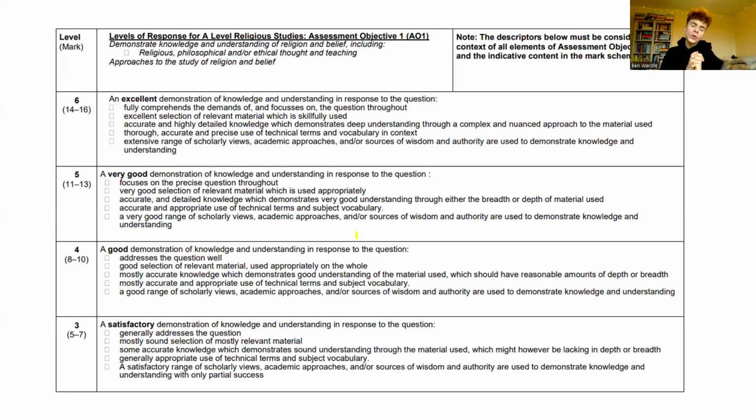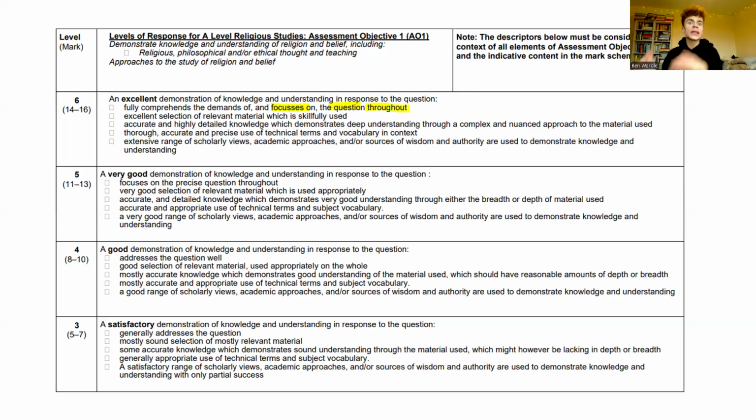So what does all of this mean in terms of your actual mark? Well, as we know, in order to secure an A star, we need to be in level 6, don't we? So we need to be getting for our AO1 marks 14, 15, or 16 out of 16 for AO1. So that means we need to have an excellent demonstration of knowledge and understanding in response to the question. So these are the things our examiner will be looking for. They need to feel confident that you fully comprehended the demands of and focused on the question throughout. So remember, you need to be fully focused on that exact question throughout.